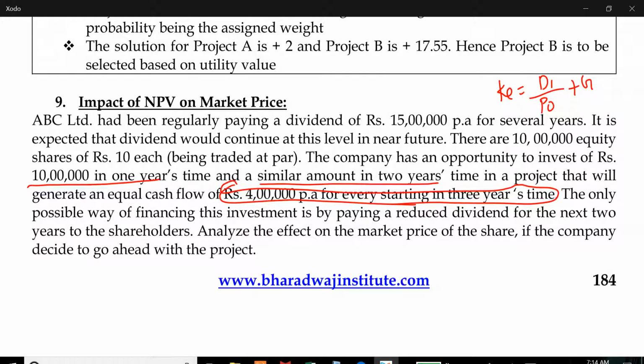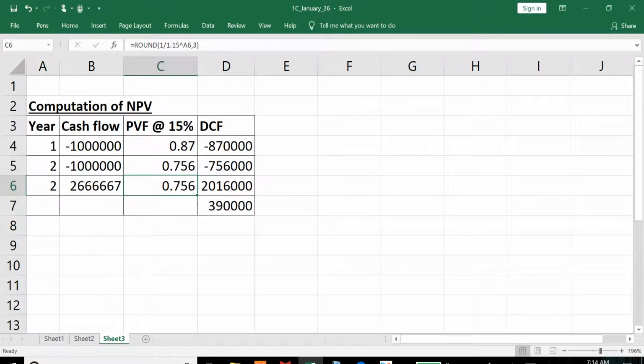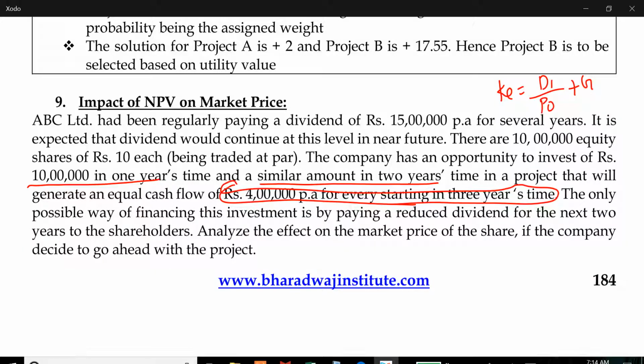They have finally asked, analyze the effect on the market price if the company decides to go ahead. So I'll explain that now. Any doubts on 3,90,000? After calculating the NPV, the question did not ask us to calculate NPV. They just asked what is the effect on the market price. If I do a positive NPV project, market price will go up by NPV per share. Basically, the market cap will go up by the amount of NPV.